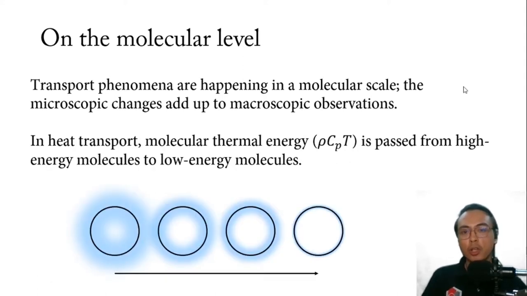Let's consider heat transport. For heat transport, instead of momentum, molecular thermal energy is transferred instead, and energy is passed from high energy molecules to low energy molecules. Depicted in this diagram are molecules that are vibrating. This molecule is vibrating faster than the rest of the molecules. That means that this molecule is at a higher temperature than the other molecules. The transfer of molecular energy, or the transfer of heat, according to the second law of thermodynamics, is always from a high temperature to a low temperature. So that also means that the transfer of energy on the molecular level is from high energy molecules to low energy molecules. That molecular phenomenon is what we observe in the macroscopic world as heat conduction, which we will discuss in a future lesson.